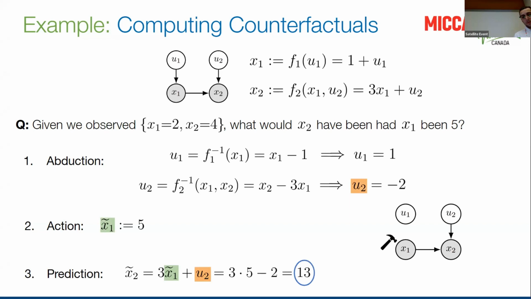And the prediction step is essentially plugging things in. So we know that x1 tilde is equal to 5. We plug that in. We know that u2 is -2. And we multiply everything together. And we get the solution. So the answer to the question is 13 in this case.